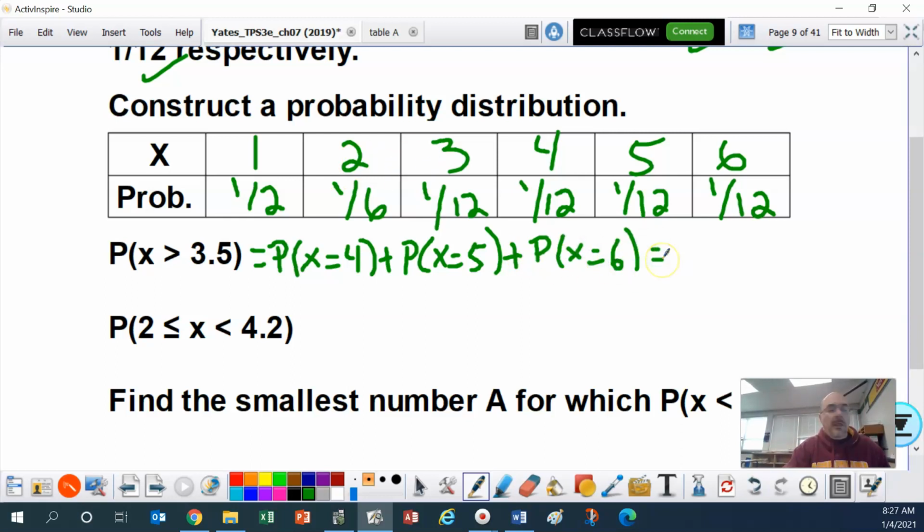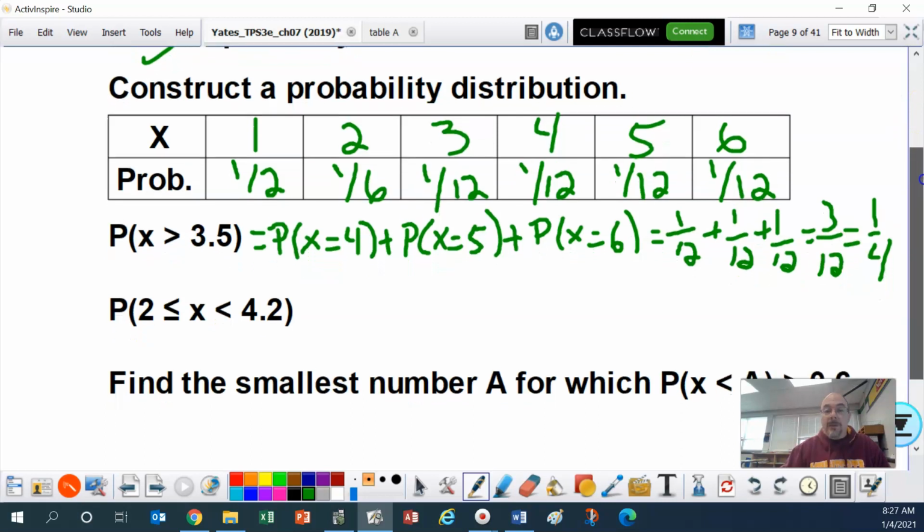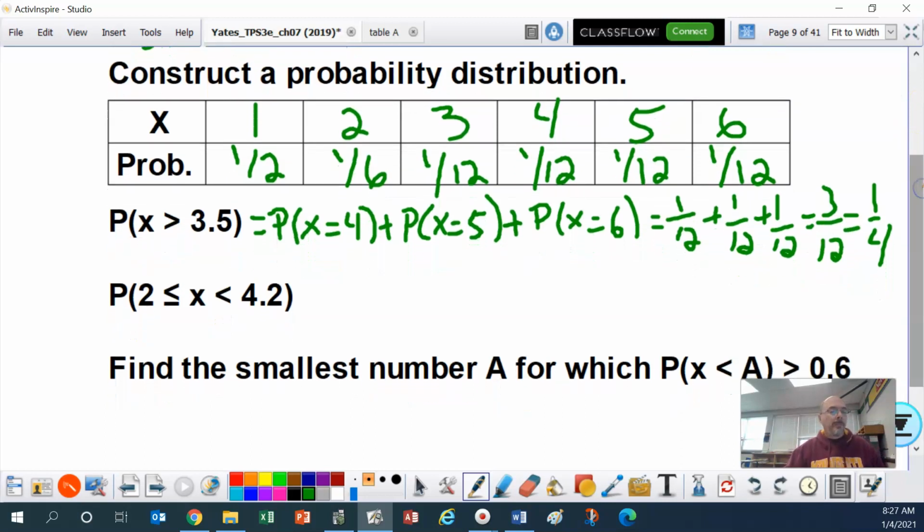So that would be the 1/12 plus the 1/12 plus the 1/12, which is 3/12, which reduces to 1/4. So the probability in this scenario of rolling greater than 3.5 is going to be 1/4. 1 out of 4 times that's going to happen with this die.